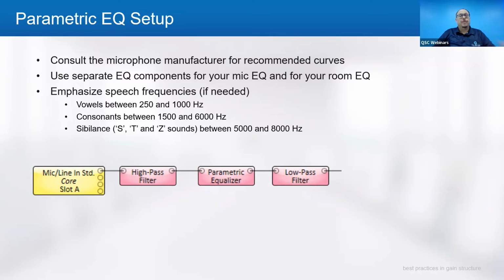Your vowels are going to be between 250 and 1,000 hertz. Your consonants will be between 1,500 and 6,000. And then your sibilants, S's, T's, and Z sounds, will come in between 5,000 and 8,000 hertz. So just kind of know that, right?